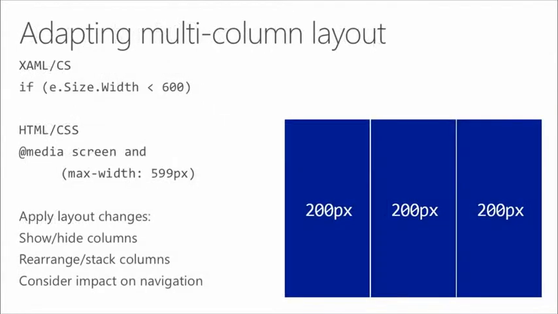And we saw that in the Mail app, where, for example, I'd be asking in XAML or XAML and C# if the size of the window is less than 600 and I had 3 200 pixel columns, I'd hide one of them and provide navigation so they could navigate from the list of mails to the mail and back and so on. Just like in HTML CSS, I'd be asking if the media query, its screen and the max width is 500 pixels, 599 pixels, then I'd start showing and hiding the columns or rearranging and stacking them and then providing the right navigation in order to get back and forth.